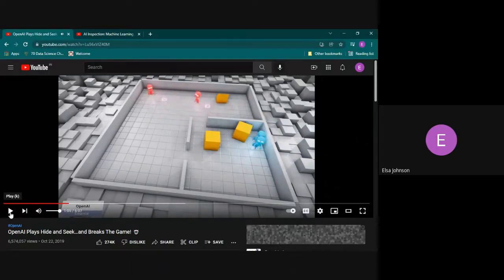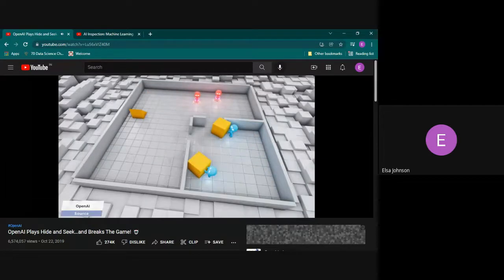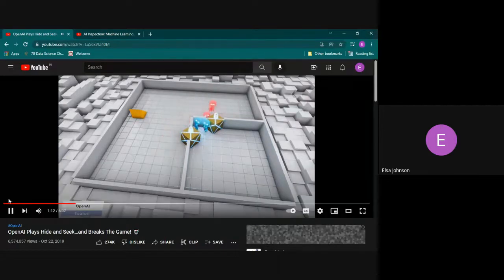So the seekers are winning the majority of the games in these leagues because in the current situation, seekers have vision of where the hiders, the blue ones, are. So after some time, like 10,000 rounds, you can just observe what they do. Okay, after 10,000 runs, they have learned that these boxes can be kept here. So the hiders were able to block the seekers from getting in and seeing them.